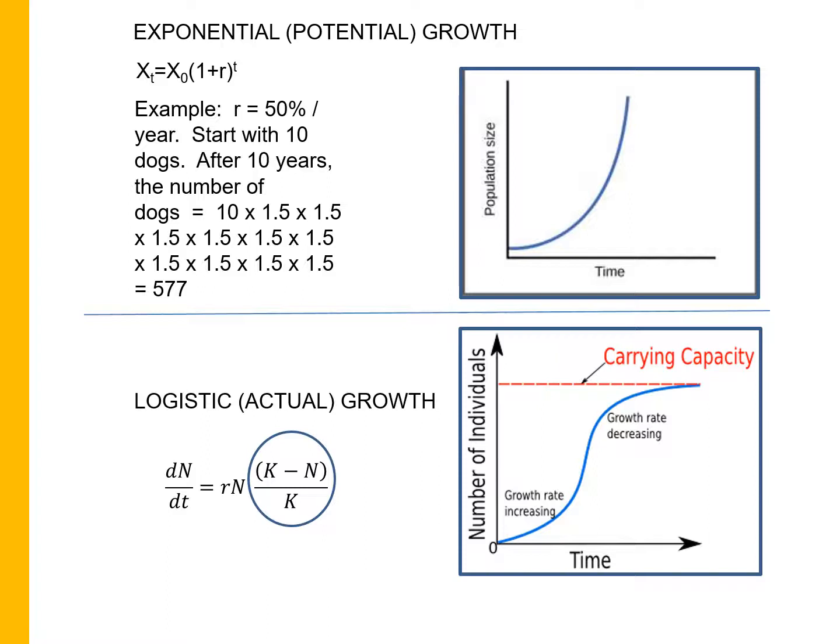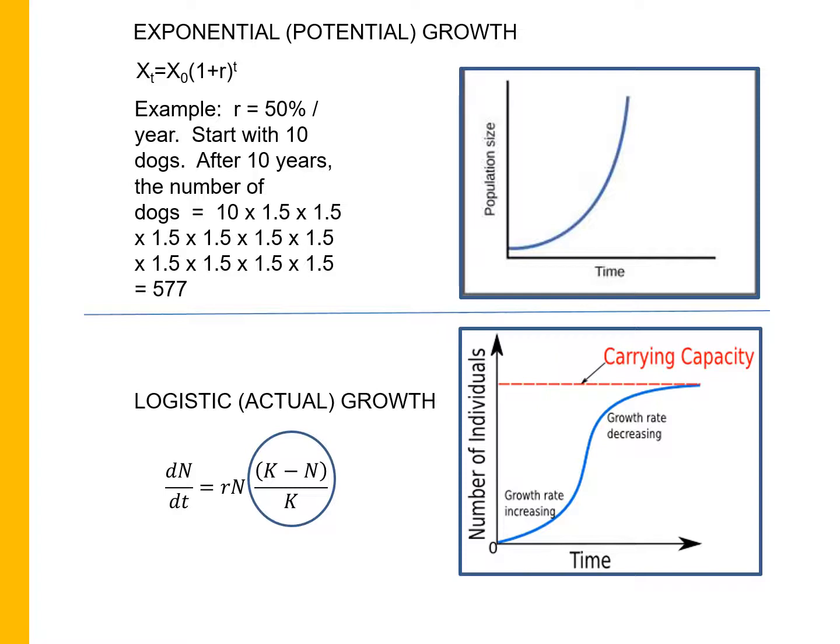If you imagine that we put a few dogs on an island with plenty of food, but no other dogs, and let them do their thing, they will exhibit something that we call exponential growth or potential growth. And that's illustrated by the first equation that you see up there, which is really not too complicated. It just means that the number of dogs we're going to have at some later time t, or xt, is equal to the number that we started out with times the growth rate, raised to the power of how many time intervals have gone by.